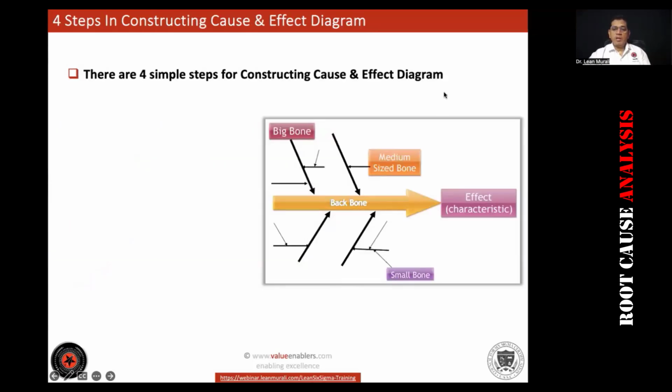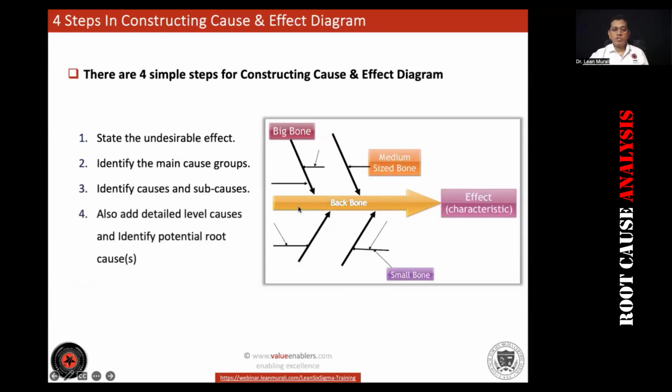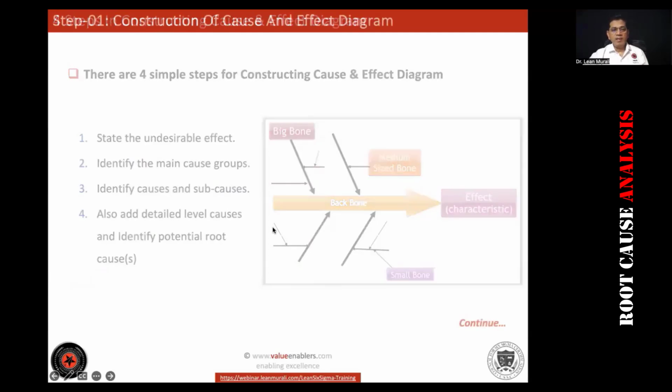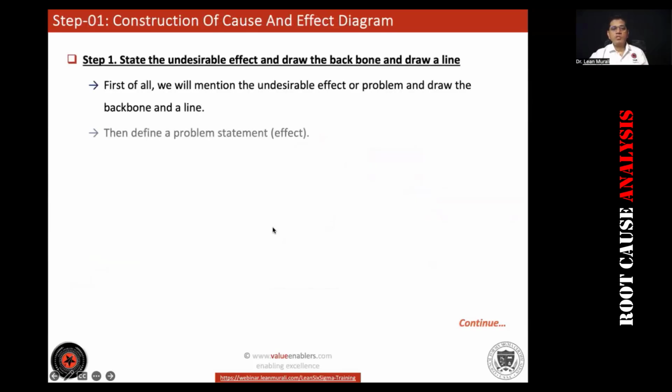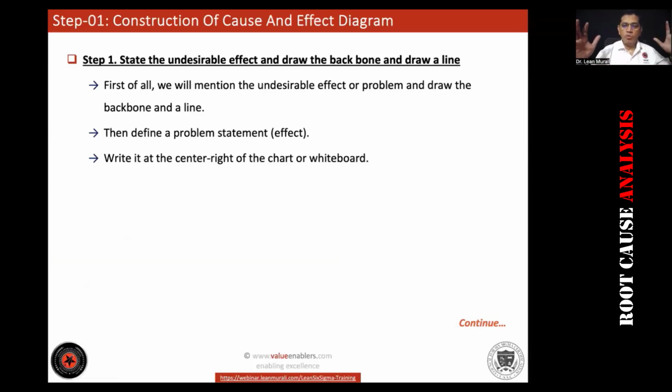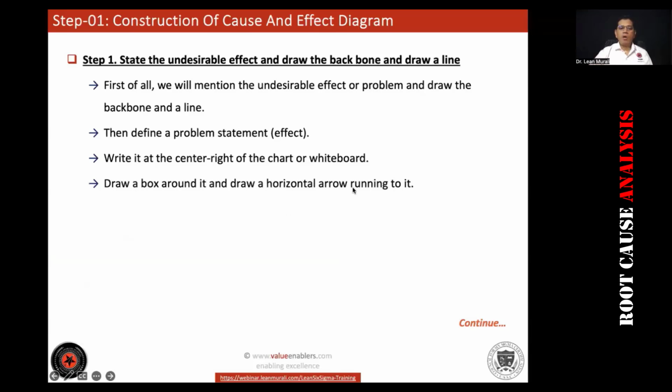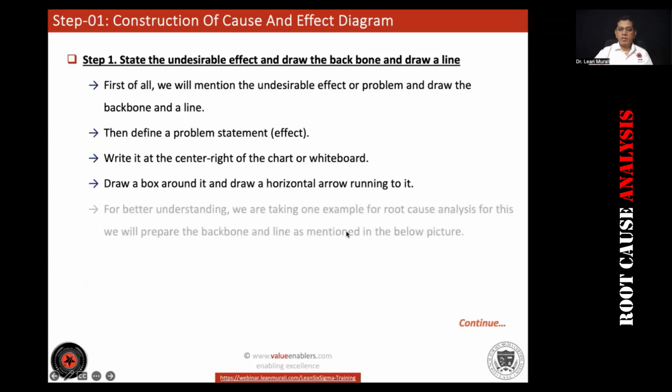Okay, the 4 simple steps. I wanted to share with you the 4 simple steps for construction of this. State the undesirable effect, identify the main cause groups, identify the sub-causes, and then write the detailed level. First of all, we mention the undesirable effect or the problem in the fishbone, then define the effect on the fish head, write it at the center right of the chart on the whiteboard. Normally, when you are doing it along with the group, put up a whiteboard and on the center right side of the board, you write that. Draw a box around it and a horizontal arrow.